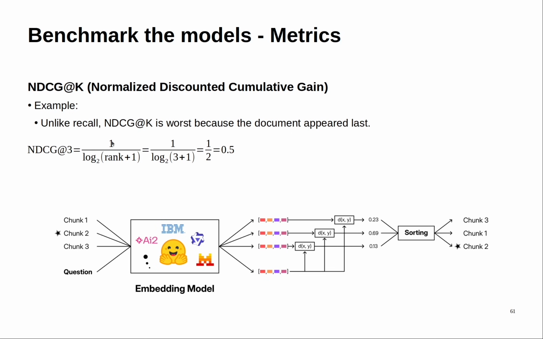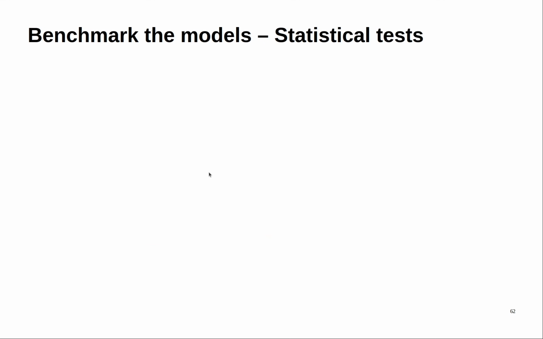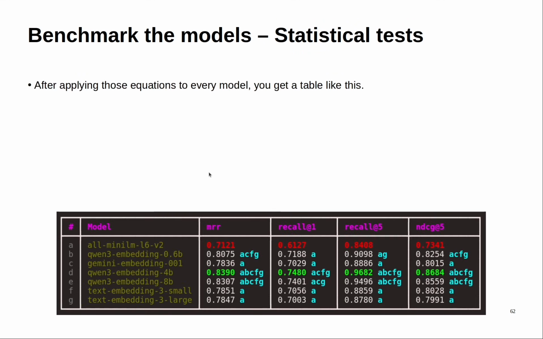Let's apply the formula. The formula is 1 divided by log base 2 of rank plus 1. Rank in this case is equal to 3, and this gives us 0.5. As you can see, NDCG is smaller than recall and bigger than MRR. With the mean reciprocal rank, we got 0.33, recall gave us 1, and NDCG is between them. It gave us 0.5.